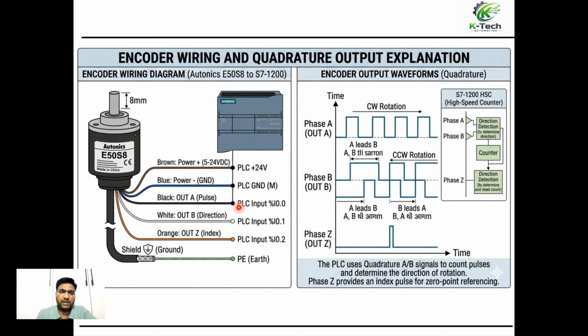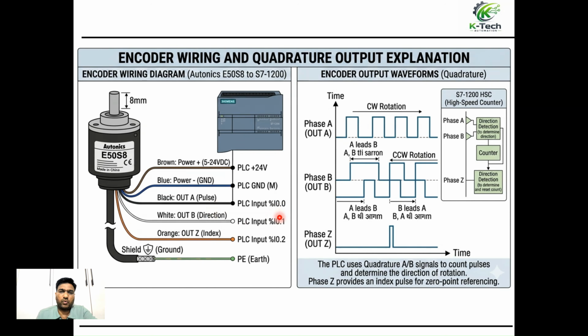The out A pulse you need to connect to I0.0. Out B, direction, needs to connect to PLC input I0.1. Orange is out Z index, PLC input I0.2, and this is the shield earthing. But if you don't want to use this out Z, you can remove it, not an issue. Two pulses are important. If you want to check the direction, two pulses are enough.